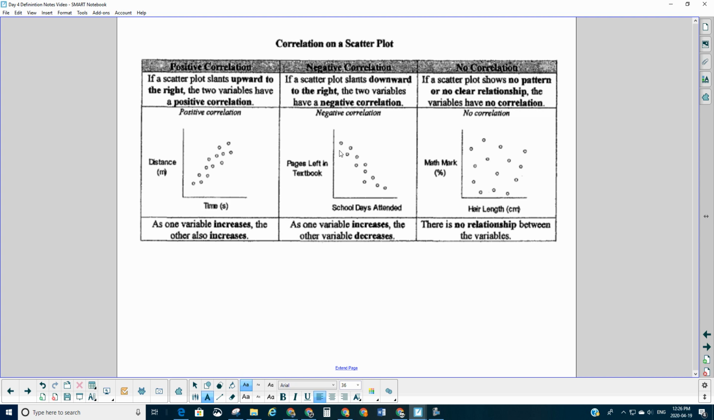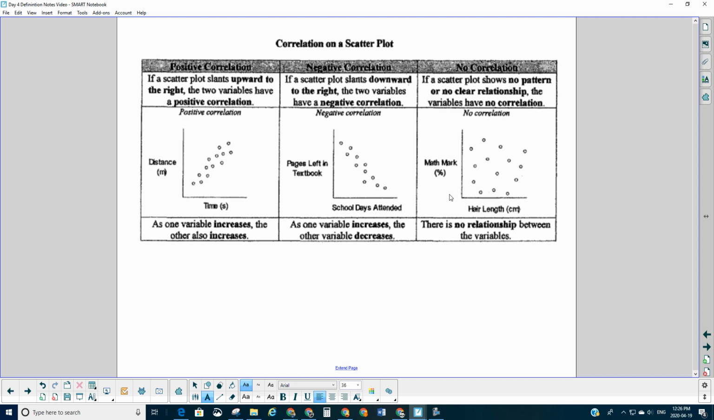And then naturally, when the connection is going down, and as one variable increases the other one decreases, we say that this is a negative correlation. For example, as the number of school days attended goes up, you have fewer textbook pages left in the textbook, because you're going down.